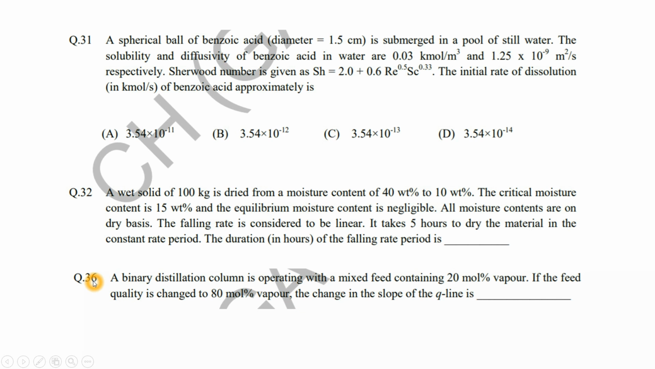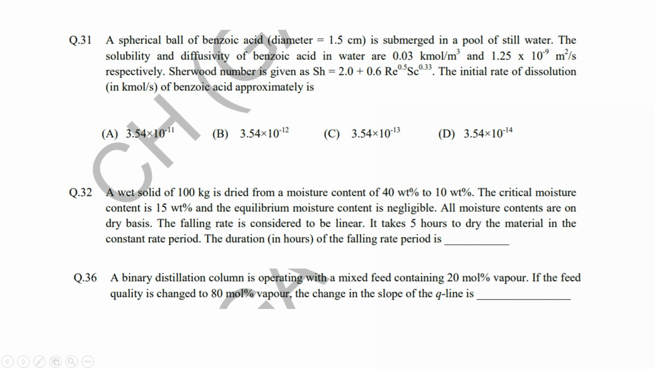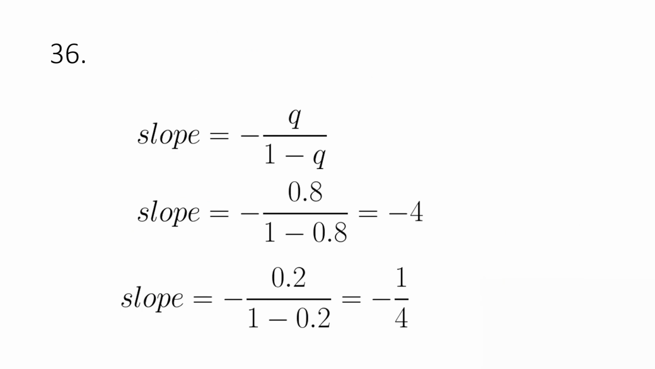Next question is 36. A binary distillation column is operating with a mixed feed containing 20 mole percent vapor. If the feed quality is changed to 80 mole percent vapor, the change in the slope of the Q line is. So let's start. Slope of the feed line equation is given as minus q upon 1 minus q. Since it is given as 20%, you can see here the mixed feed contains 20 mole percent vapor. If 20 mole percent vapor is there, then q will be 80 mole percent. Remember this, we will consider q is the mole fraction of the liquid only. q will be 0.8. So from this we will get slope is equal to minus 4.